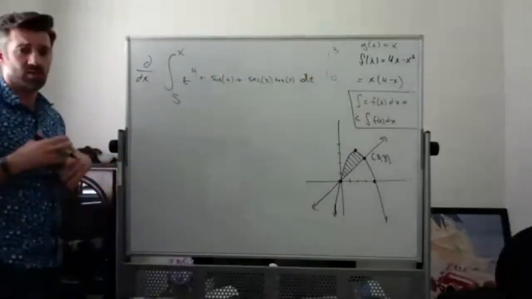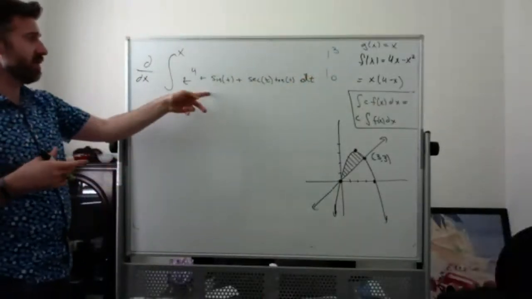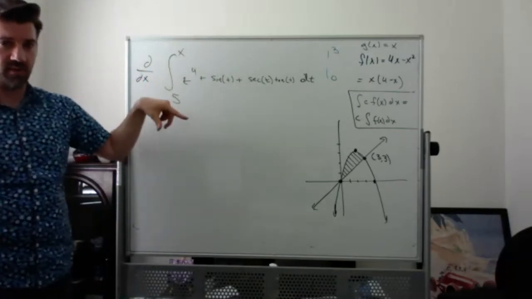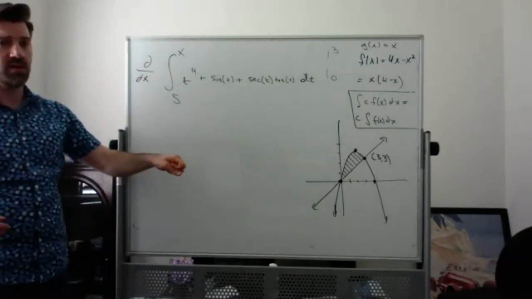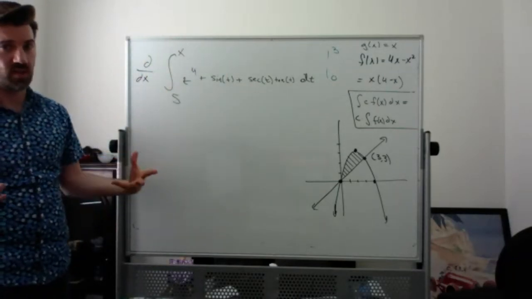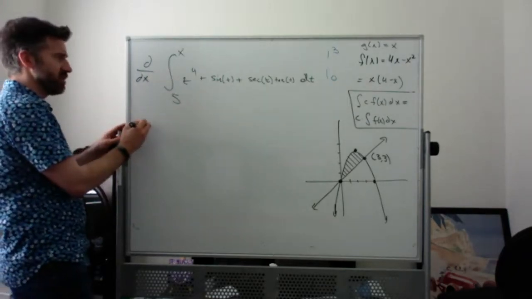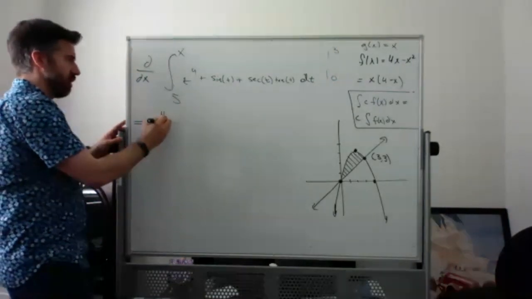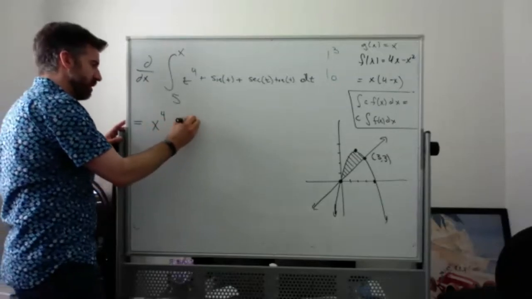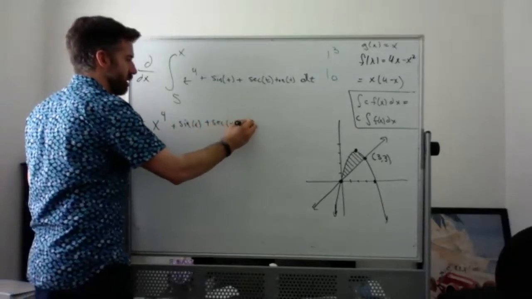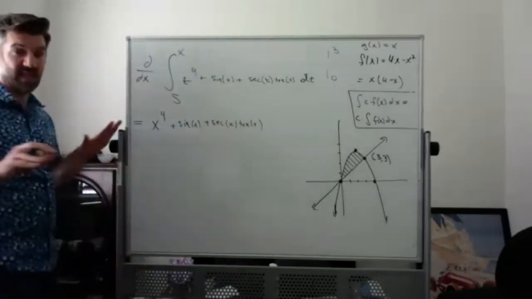You can totally do the work. You can anti-differentiate each of those things, then plug in x and subtract and plug in 5, and then find the derivative, but you shouldn't. The whole intention of this is for you to be like, oh, this is just equal to x to the 4th plus sine of x plus secant of x times tangent of x. That's it.